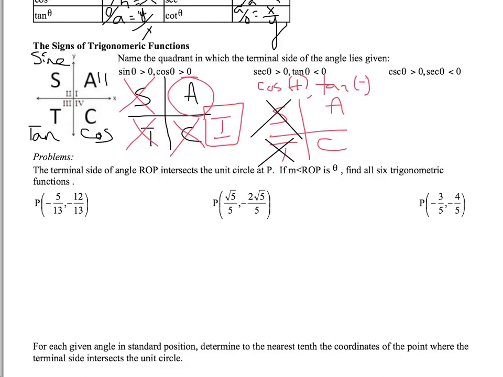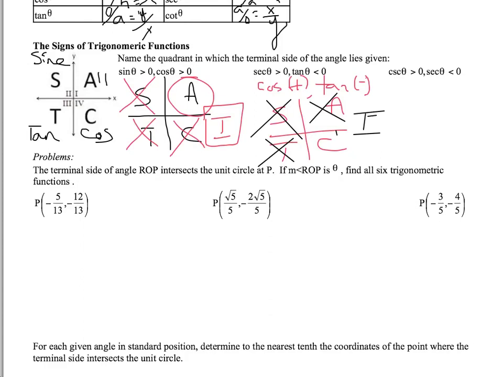Is tangent negative in A? The answer is no, because everything is positive in A, so tangent can't be negative. And is tangent negative in C? The answer is yes, because the only thing that would be positive in there is cosine. So I am in quadrant 4.